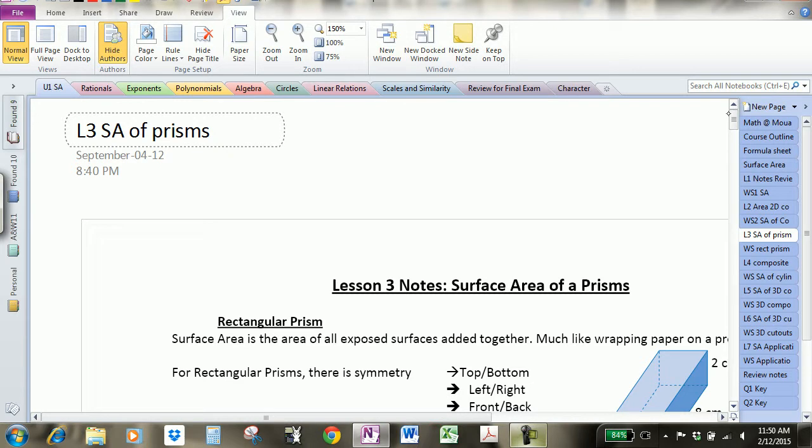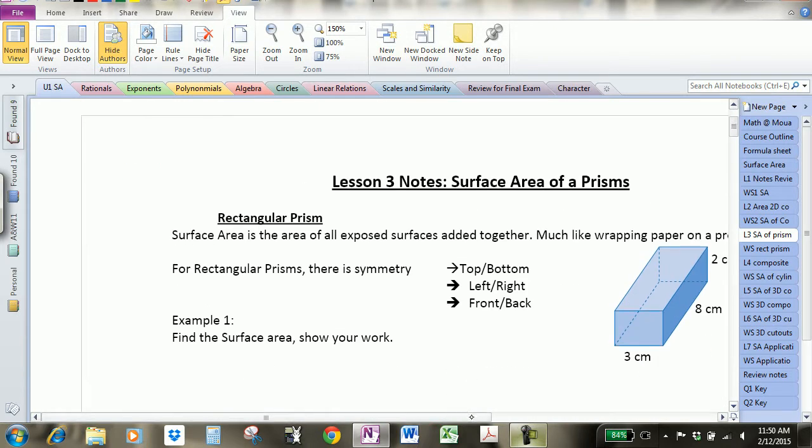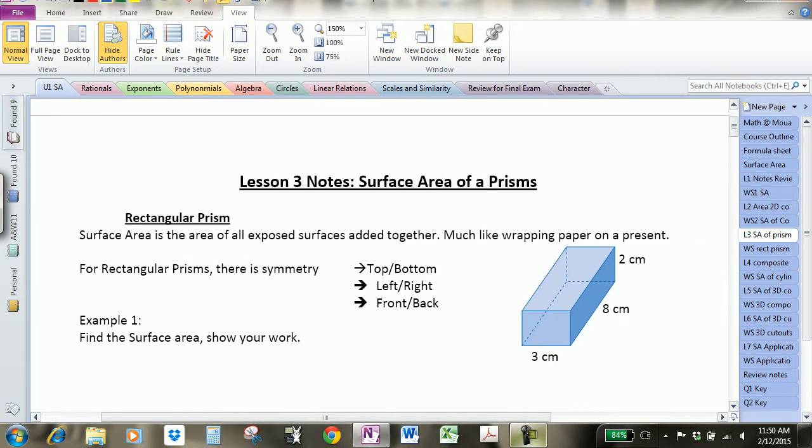Good. Okay, so surface area of prisms. What we like to do with the rectangular prism is no formulas. There's one on your formula sheet. I would never ever use it because you won't understand it, you won't get it, and you'll use it every time. And we're not going to ask the same stuff every time. So don't use the formula on the formula sheet. Okay? Use your brain. Surface area is all the exposed surfaces, just like wrapping paper on a present.